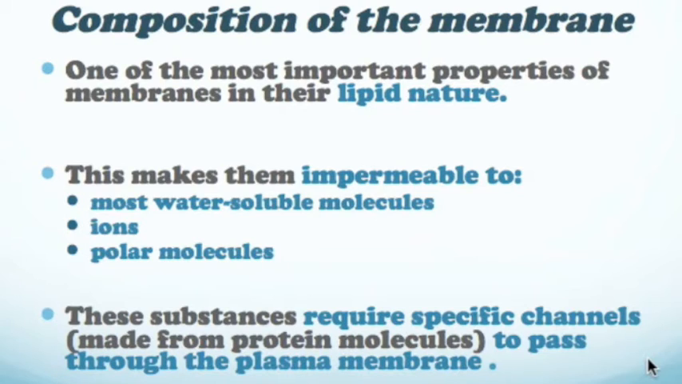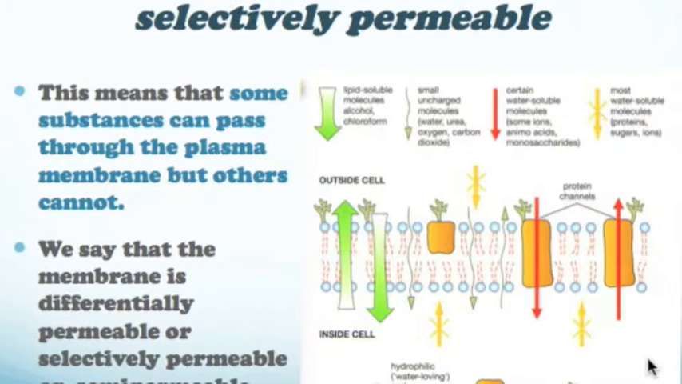Other things that are unable to pass through are ions, so charged molecules, and polar molecules, such as water, right, or glucose. These substances require specific channels to pass through, okay? Protein channels embedded into the surface of the plasma membrane, allowing these substances to pass directly through.